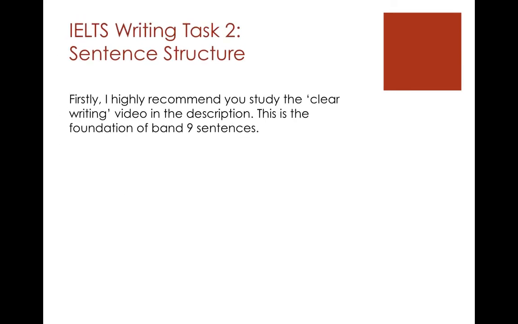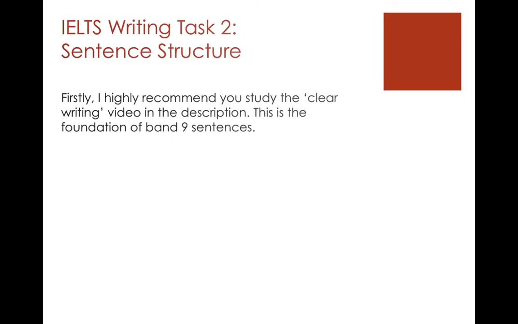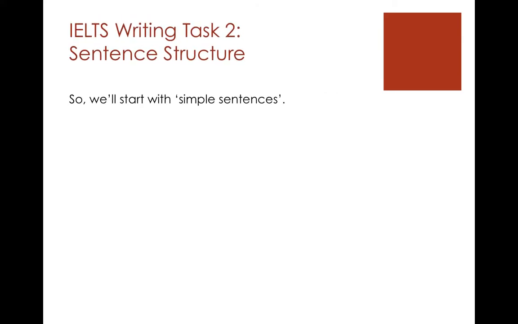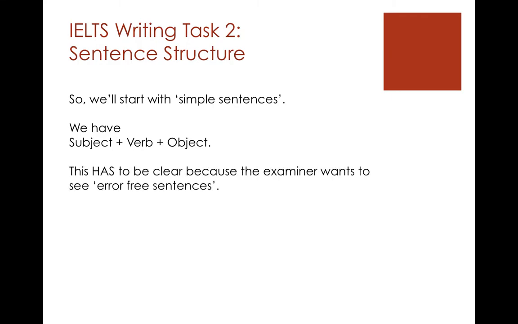Firstly, I highly recommend that you study the clear writing video in the description. This is the foundation of Band 9 sentences. So we'll start with simple sentences. We have subject, verb, object. This has to be clear because the examiner wants to see error-free sentences. If you read the bands, the more errors, the lower the marks. So these have to be very strong, and all of the other structures come from this being clear.